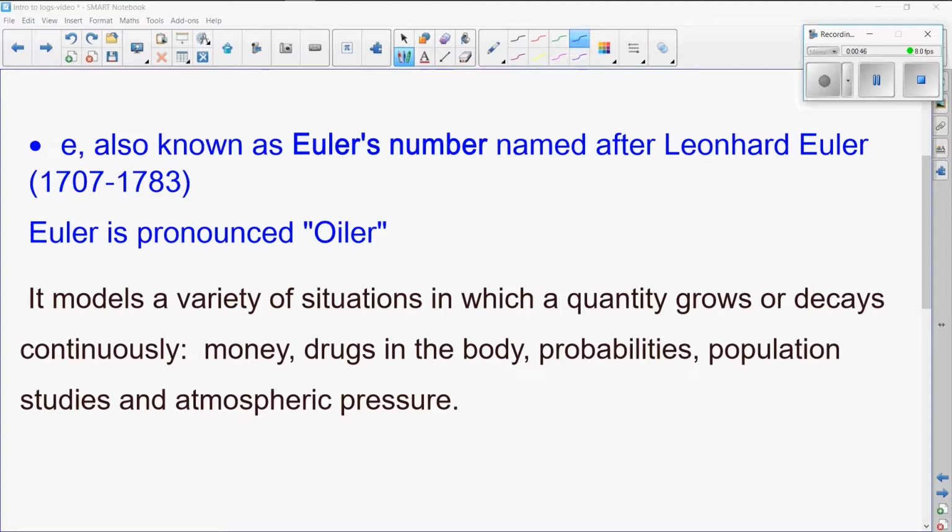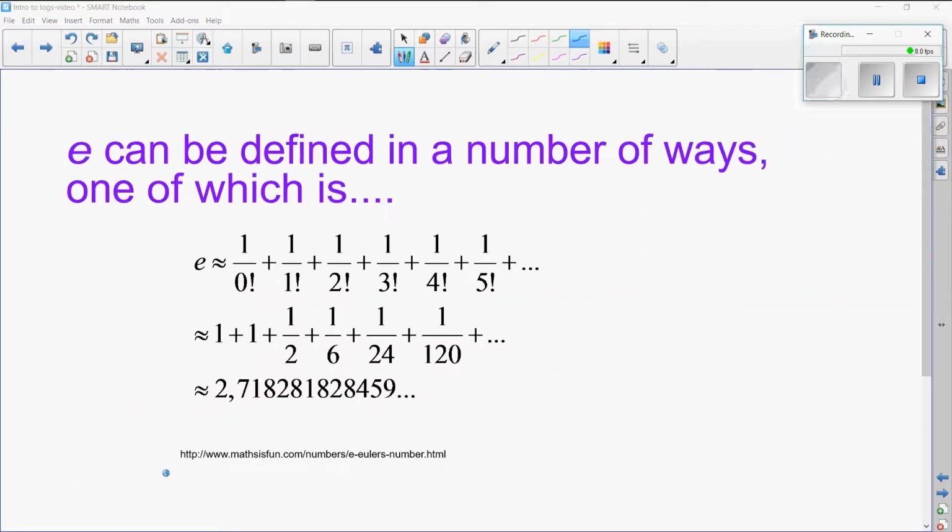We're thinking about money, so we're thinking about compound interest. We're thinking about how drugs are utilized or absorbed in the body. We talk about probabilities or population studies and atmospheric pressure, to name a few. So the first question would be, what is e?